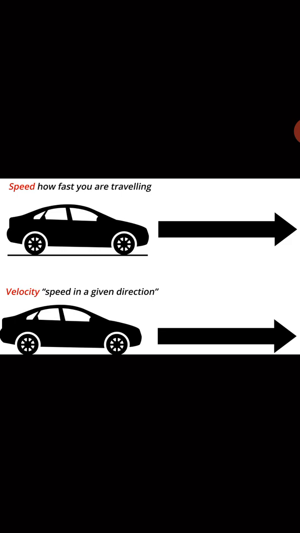If I say that the car is moving in a given direction, then it is velocity. So if the direction is specified, it is velocity. If the direction is not specified, then it is speed.